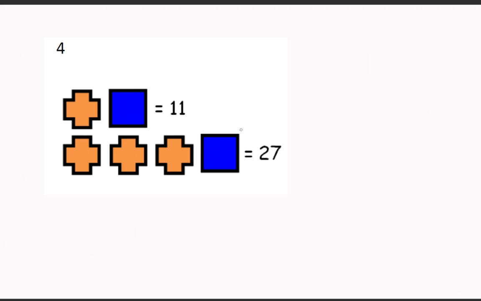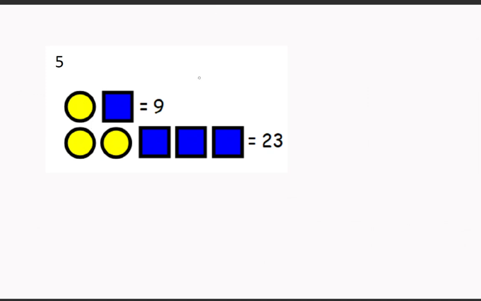Same again. These 2 together, we know from the first row, have to make 11. And that leaves 16 for 2 of these shapes, so each one must be 8. And if this is 8, then this has to be 3.